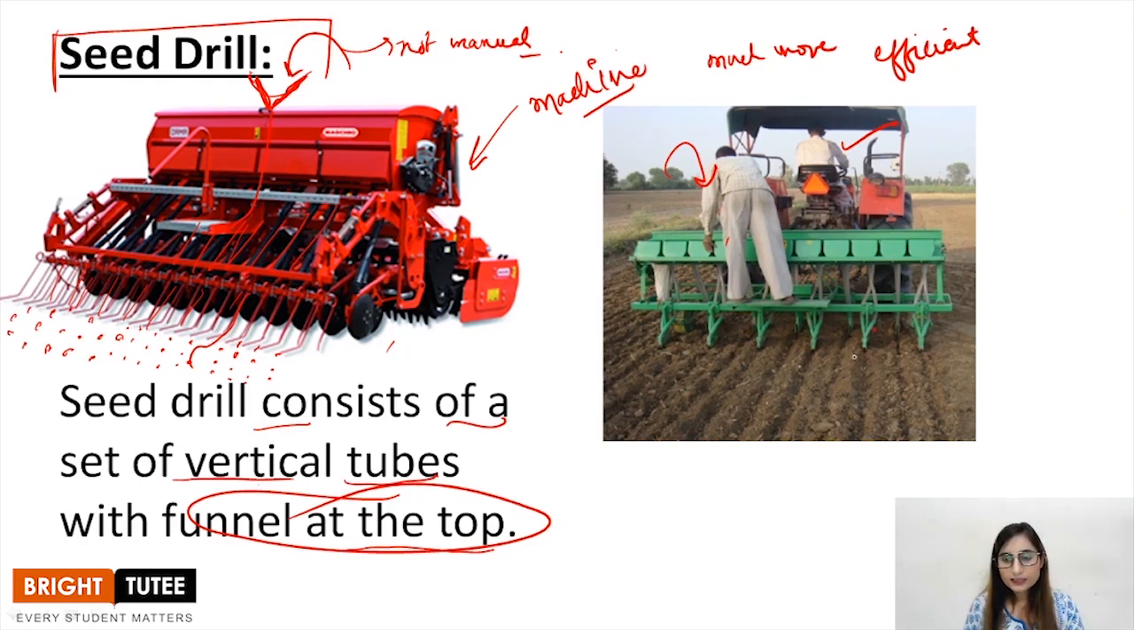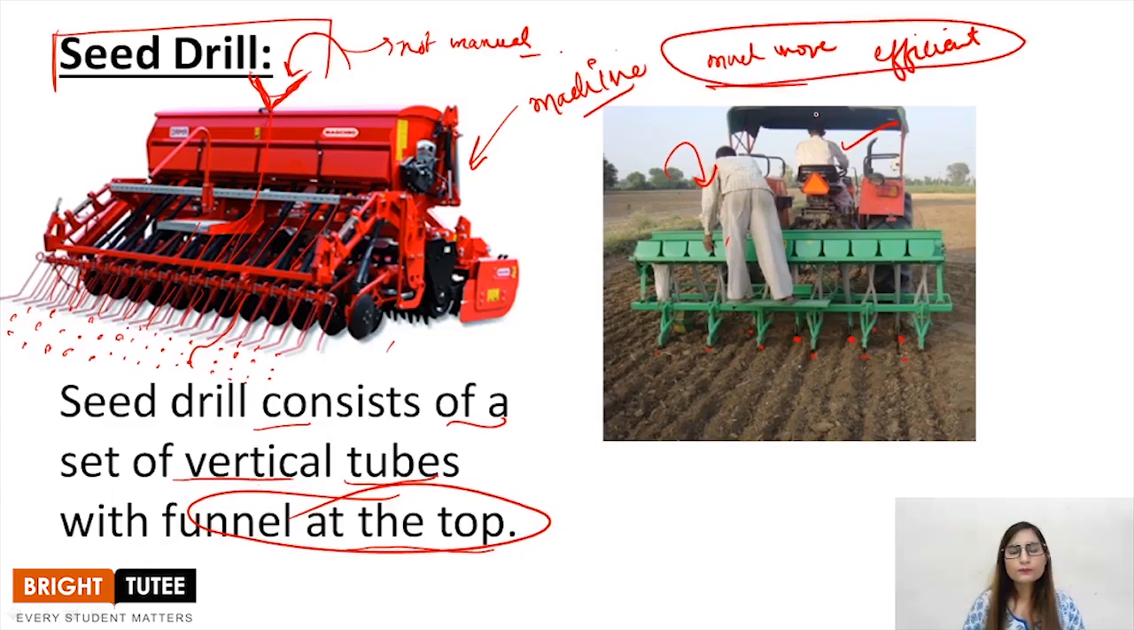So this seed drill, as you can see, here are many openings which are dropping the seeds on the field, right? Here. All these are the openings of the seed drill. So this is again much more efficient, as I told you, and it also drops many number of seeds in many rows. This is a seed drill, right? It consists of a set of vertical tubes with the funnel at the top. In the funnel you put the seeds and these vertical tubes keep on distributing the seeds on the field, right?